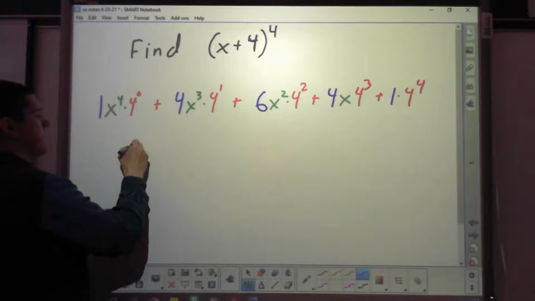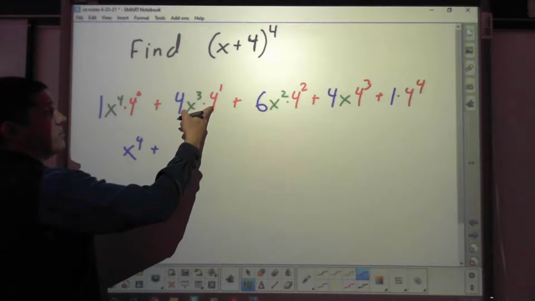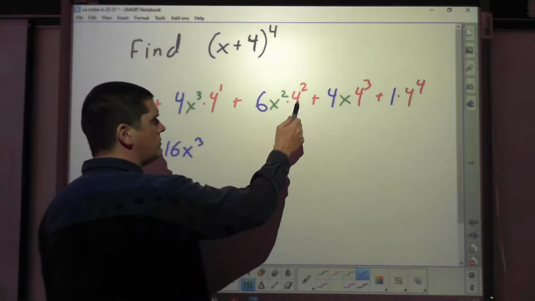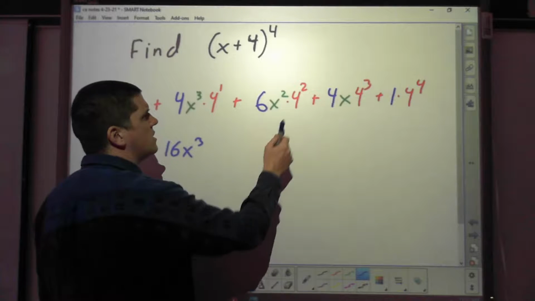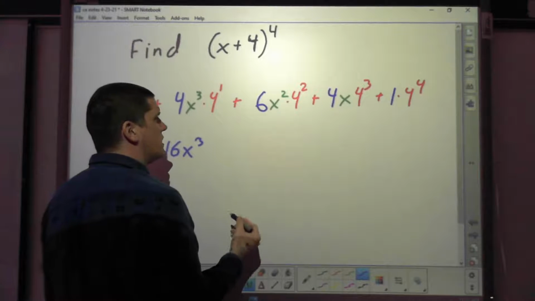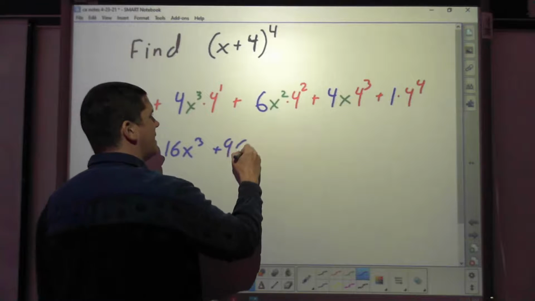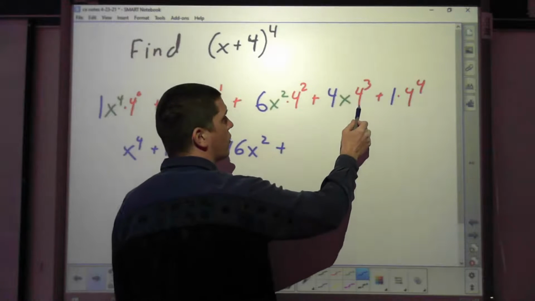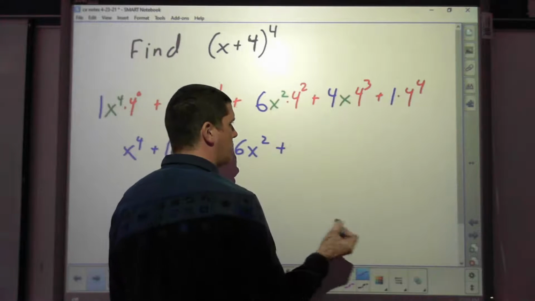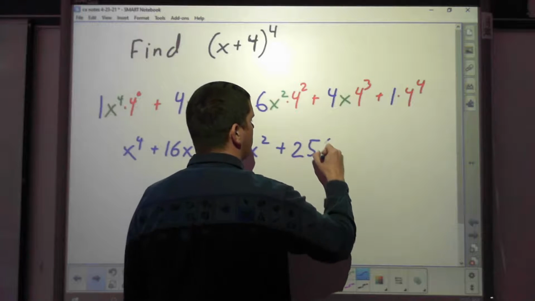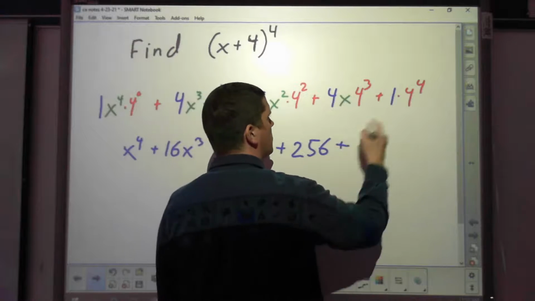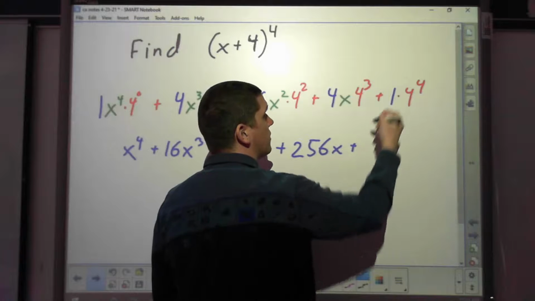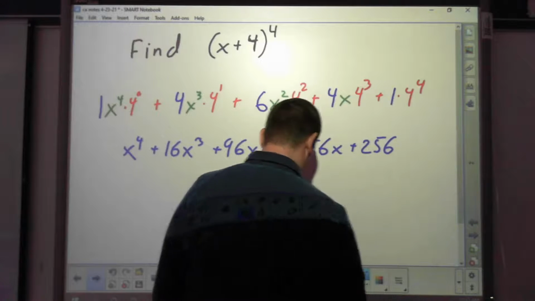So that's going to be x to the 4th plus, that's a 4, so 4 times 4 is 16, x to the 3rd. Let's see, 4 squared is 16. 16 times 6 is 96, x squared, plus 4 to the 3rd is 64 times 4. We end up with 256, plus 4 to the 4th. Oh, I forgot my x there, sorry. 256x, plus, and then 4 to the 4th is also 256.